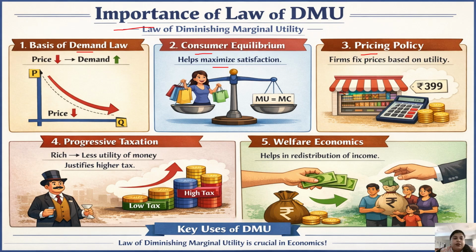The fourth importance is progressive taxation. Richer people may pay higher taxes, but their utility of money is less. The fifth one is welfare economics. It helps in the redistribution of income between the richer and the poor people. So these are the importance of the law of diminishing marginal utility.